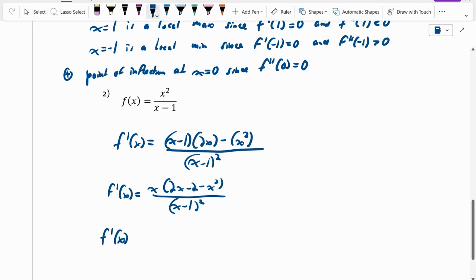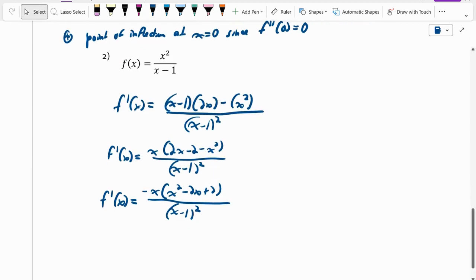So I have f prime of x is equal to negative x, then x squared minus 2x plus 2 over x minus 1 squared. So if I do a little quick b squared minus 4ac on this, I get 4 minus 4 times 1 times 2. That is going to be a negative discriminant.